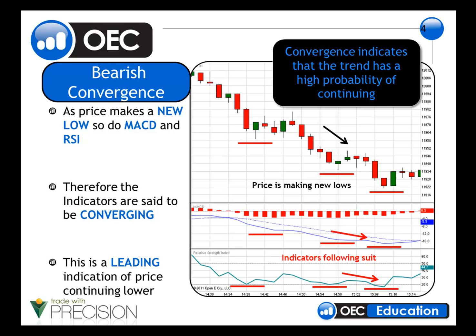Now if these indicators began making higher lows as price continued lower, then that would be considered divergence, which is what we don't want for our trend following trade strategies.